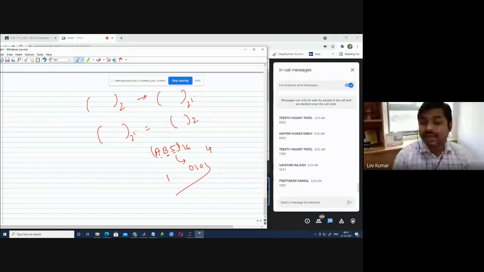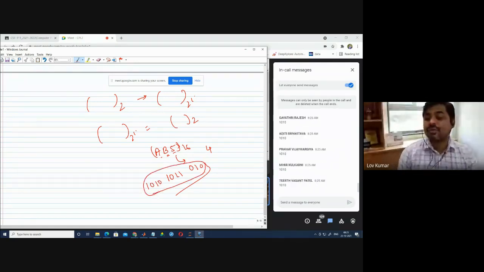So this one is your 8. We are not going to take 4 to 10 and 111. Same like that, A: how to write A using 4 bits? You write 1 0 1 0. Now you can see this is the binary representation of this hexadecimal number. The procedure is very simple.